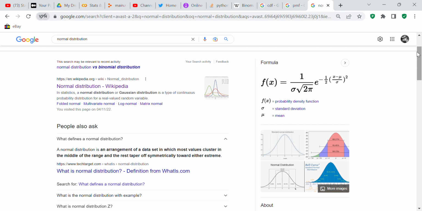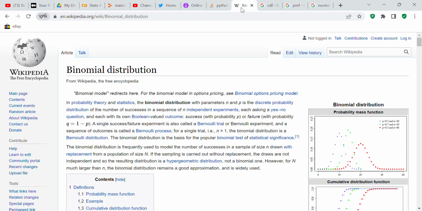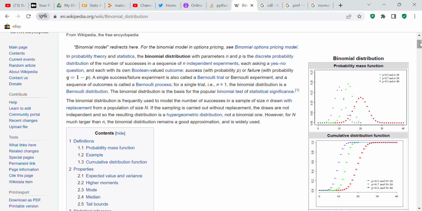So we will be going over normal distribution in this video, although we have covered it in the past. We also will be going over binomial distribution. According to Wikipedia, in probability theory and statistics, the binomial distribution with parameters n and p is the discrete probability distribution of the number of successes in a sequence of n independent experiments, each asking a yes-no question and each with its own Boolean-valued outcome: success with probability p or failure with probability 1 minus p. A single success/failure experiment is also called a Bernoulli trial or Bernoulli experiment, and a sequence of outcomes is called a Bernoulli process. For a single trial, n equals 1, the binomial distribution is a Bernoulli distribution.